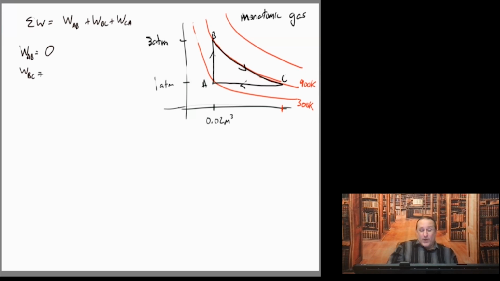The work from B to C. This is isothermal. So we worked that out earlier, actually in the last lecture. It's equal to nRT times the natural log of V final, which would be VC, over V initial, which would be VB. The temperature is either TB or TC, they're the same.